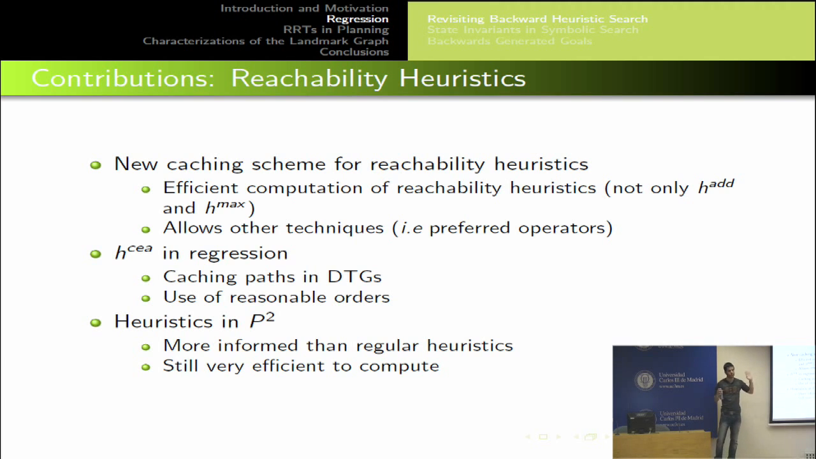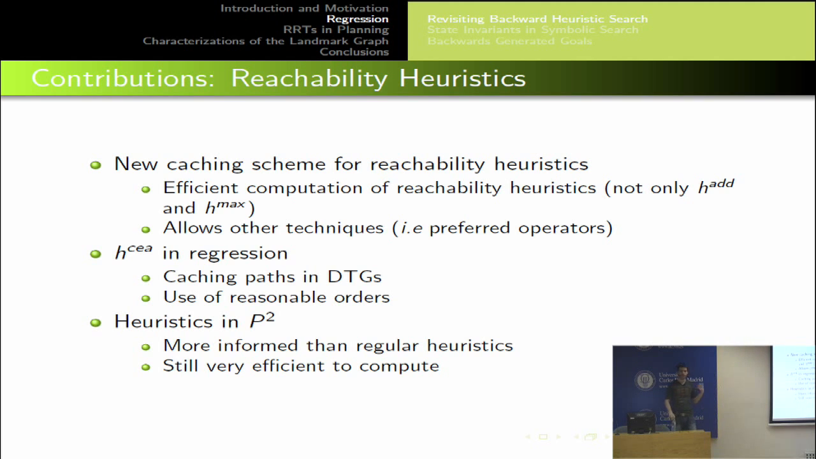in regression we only had HAD and HMax. However, with more general caching schemes, we can actually compute every single reachability heuristic, like the FF heuristic, which is the one we want to compute most of the time. And also, we can cache, for example, best supporters to compute preferred operators for regression, which wasn't possible before, right?